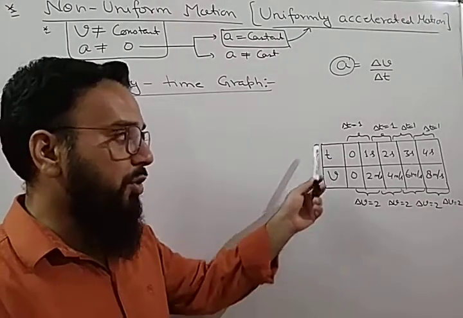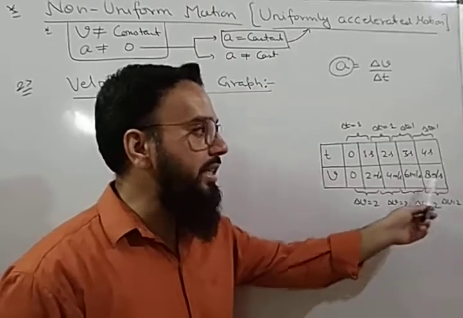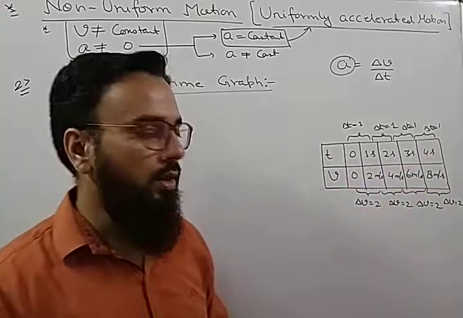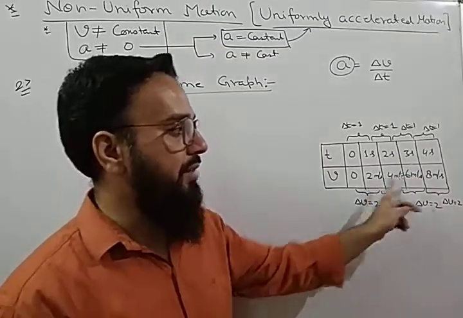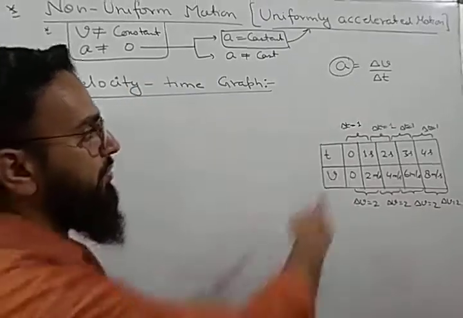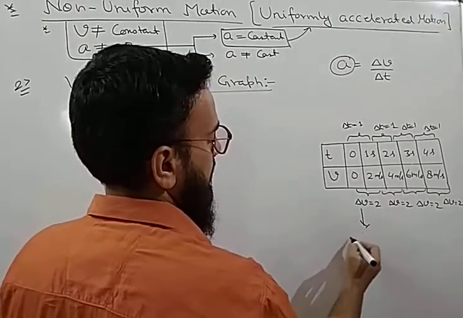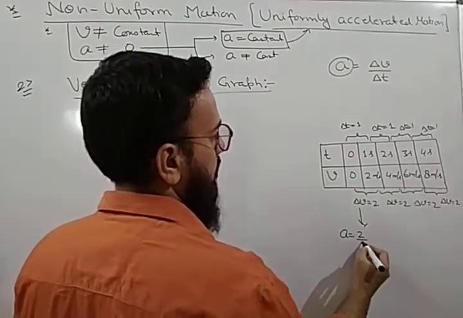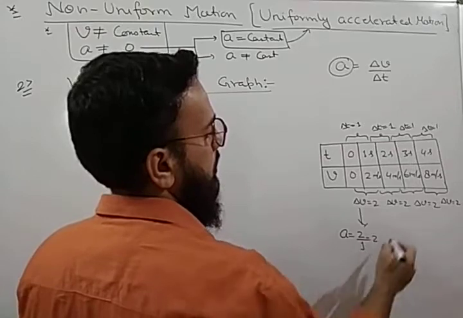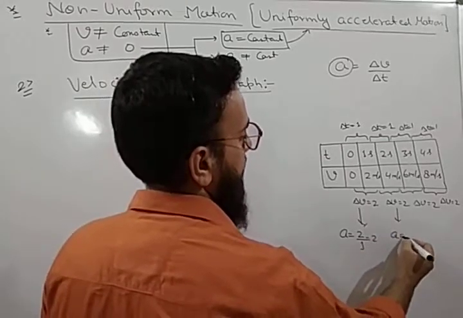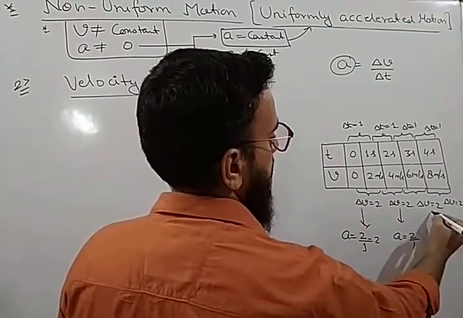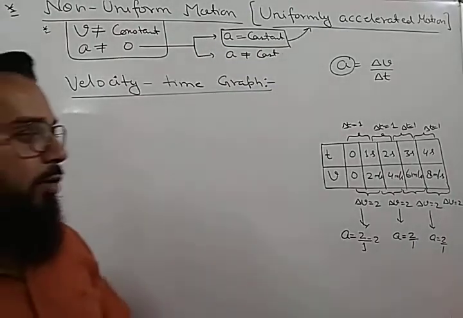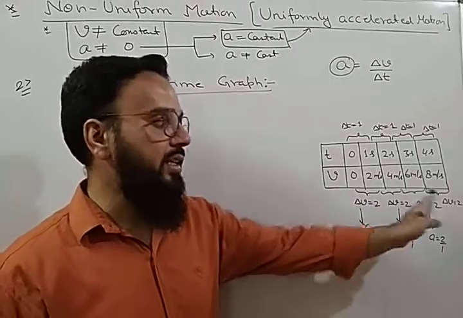So you can check from the table that the velocity is continuously increasing. After every 1 second, velocity increases by 2 meter per second. But the change of velocity is the same in every interval of time. It means if we find the value of acceleration, for this interval, what will be the value of acceleration? It is delta v upon delta t, that will be 2 upon 1, which will be equal to 2. For the second interval also, it will be 2 upon 1. For the third interval, acceleration will be 2 upon 1. It means acceleration is coming out to be 2 meter per second square in every interval of time.